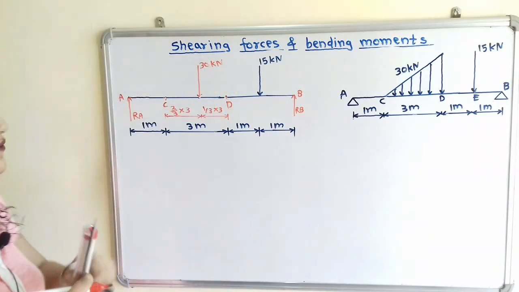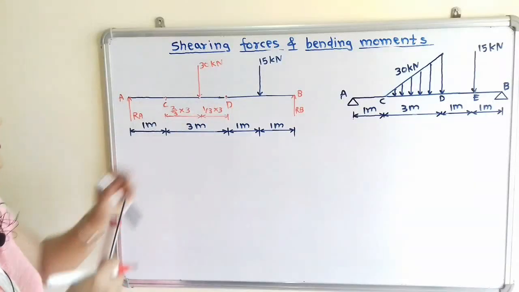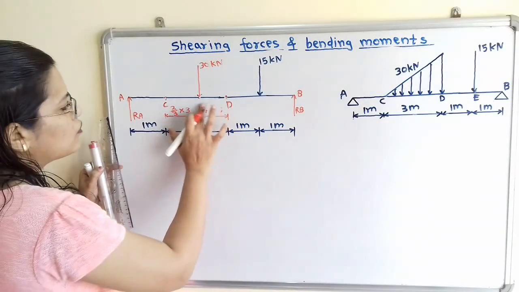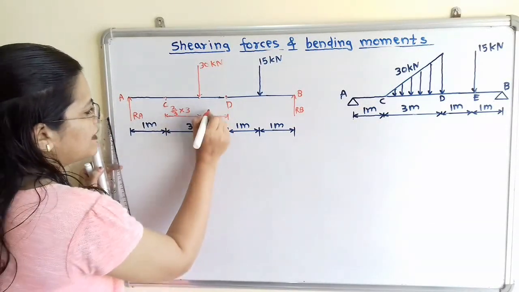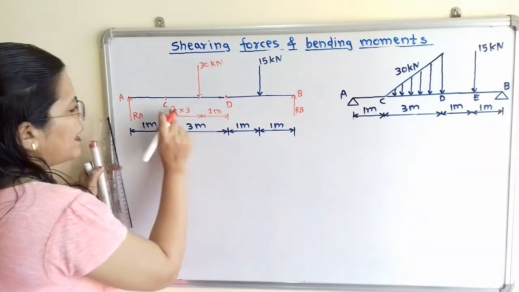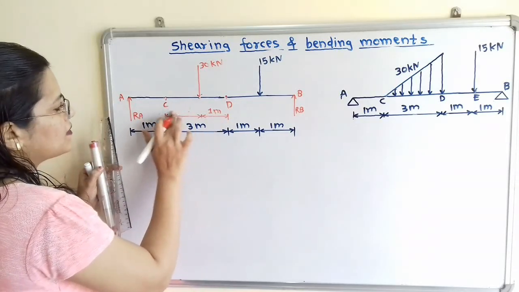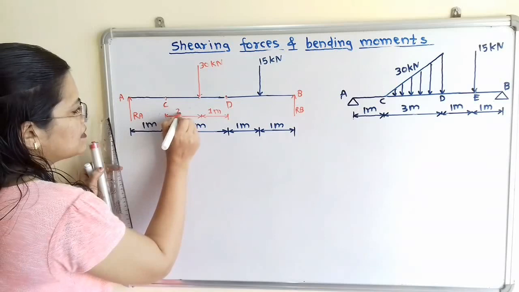So in short, if we simplify this, 1 by 3 multiplied by 3, that is equal to 1 meter. So I will directly write here 1 meter, and here 2 by 3 multiplied by 3, that means this is 2 meter.